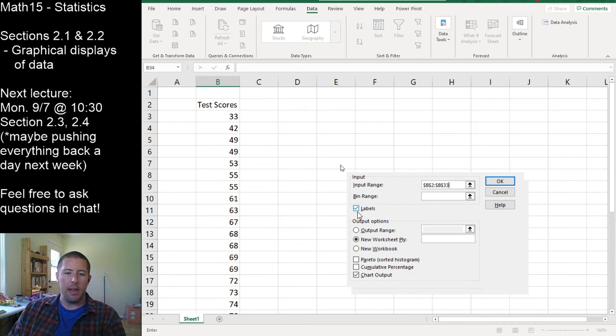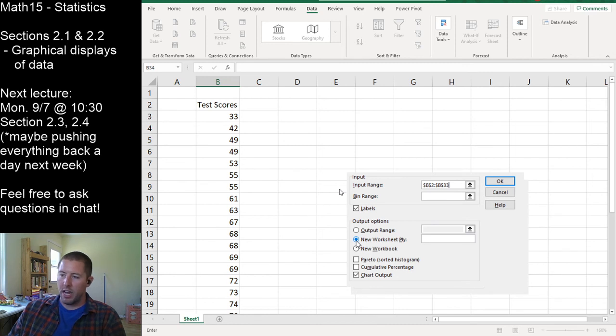And here I did, so I'm checking it yes. For my output options, you can either tell it where to place the histogram on this page, you can tell it to make a new worksheet, so in our sheets down here, it'll pop up a new sheet, or you can tell it to make an entirely new Excel file with it on there. I think that's overkill. I usually put it on the same page or on a new sheet. So I'll just leave that checked.